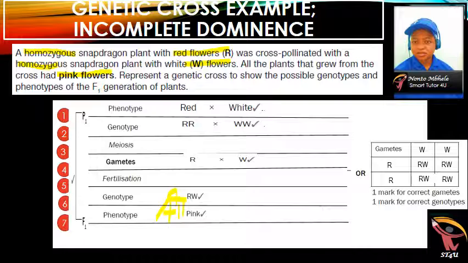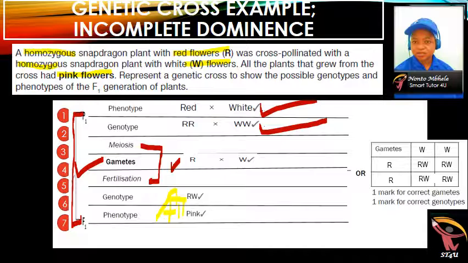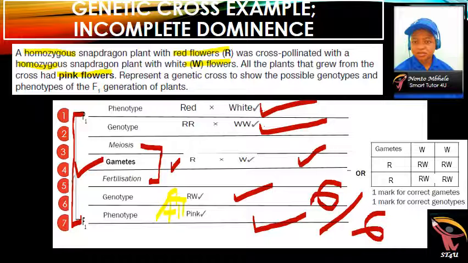So, as a marker, what would I do after seeing your answer? I'll give you a mark for P1 and F1. That's a mark. I'll give you a mark for your phenotype. I'll give you a mark for your genotype. I'll give you a mark for meiosis and fertilization. I'll give you a mark for your gametes. I'll give you a mark for your genotype on F1 and a mark for your phenotype on F1. But then remember that the maximum mark here is 6. So how many ticks do I have here? 1, 2, 3, 4, 5, 6, 7. So I can only give you 6. So you will get 100%. 6 over 6. How simple?